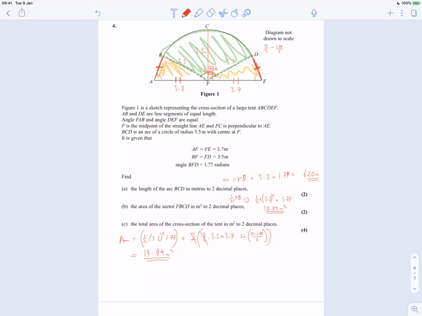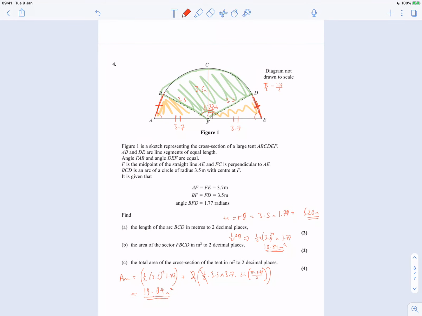Right, so how can I tell that my answer makes rough sense? Well, imagine I create a rectangle, like so, that just bounds the tent, like that. What is the height of this rectangle? Well, it's 3.5. And what's the base of this rectangle? It's 3.7 times 2, which I believe is 7.4. Is that right? 3.5 plus 3.5 is 7. Yes. So if I do 7.4 times 3.5, that's 25.9.